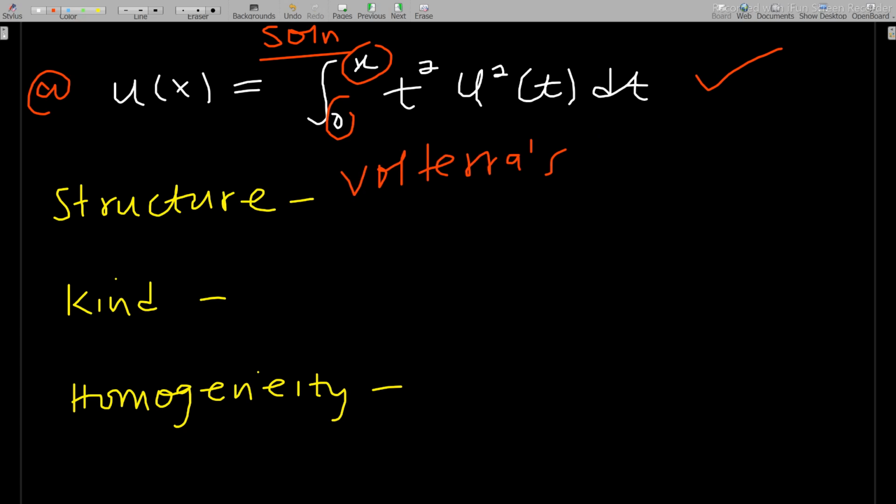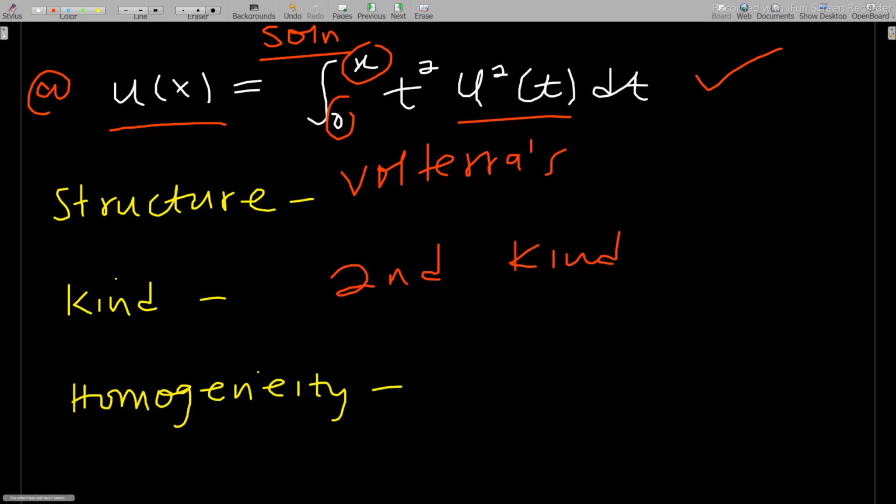You are done. When you go to the kind, the kind depends on the existence of the unknown function. When the unknown function only exists under the integral sign, then you have a first kind. But when the unknown function is under the integral sign and elsewhere, then you have a second kind. So here I have u of x, an unknown function that I don't know, and I have u squared of t. So it exists in two places: one under the integral sign and the other elsewhere. So we have a second kind. This is very simple, right?